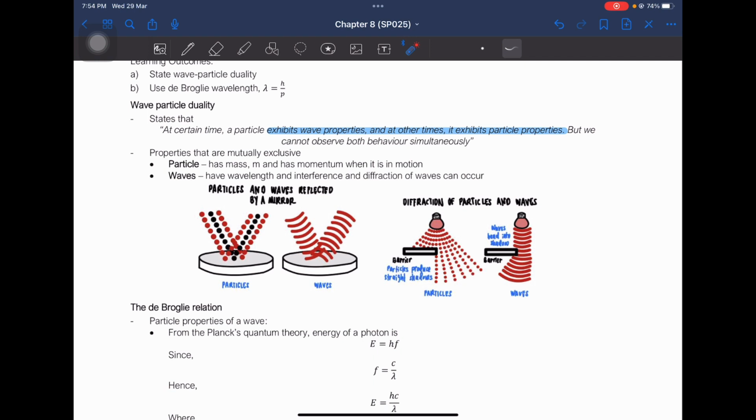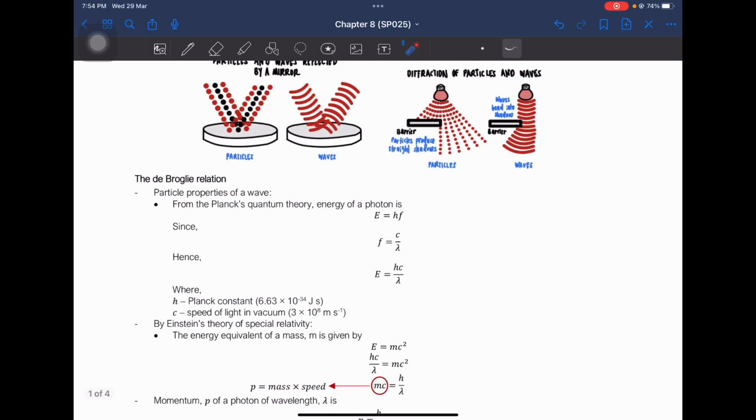And for diffraction of particles and waves, when it passes through a barrier, particles will basically just go on and produce a straight shadow. But for wave, it will bend into the shadow, as in it will expand or try to accommodate the edges here. Right, so that is that.